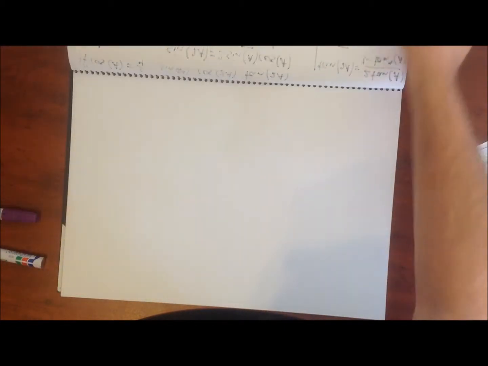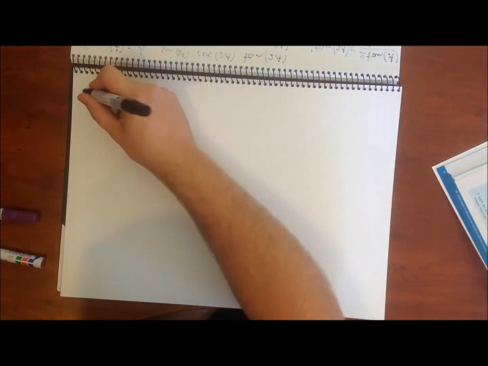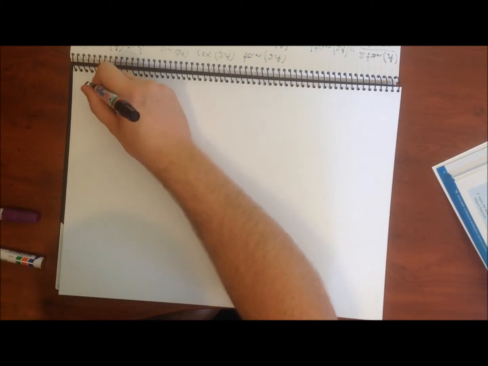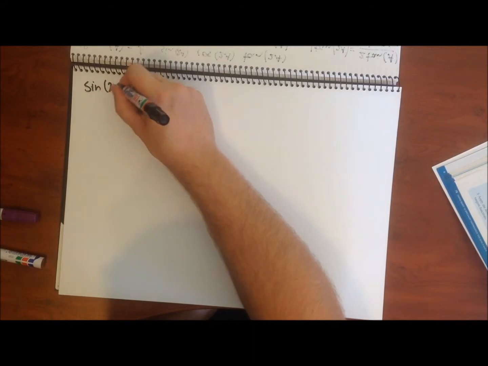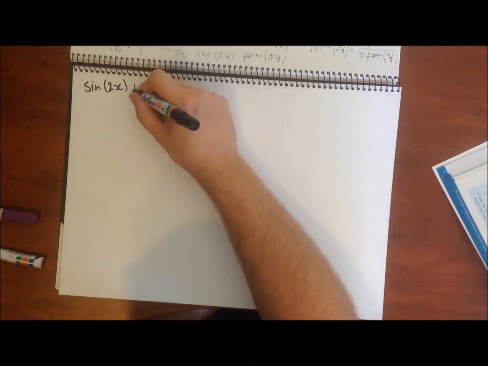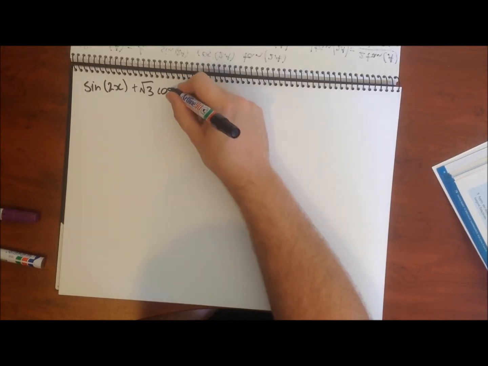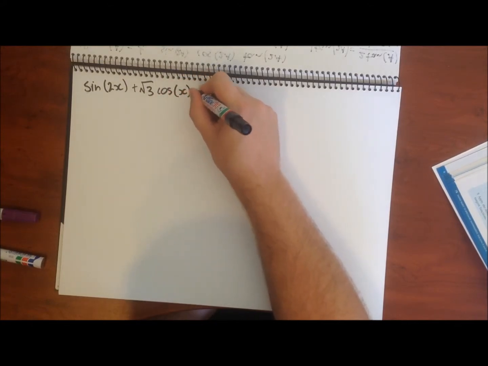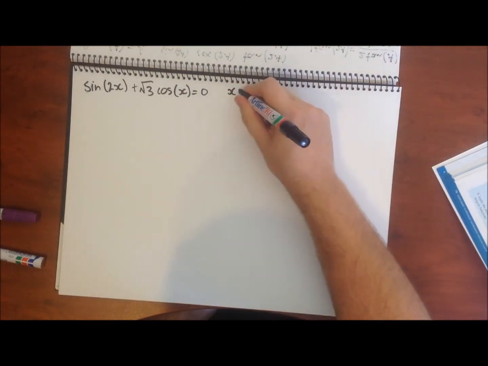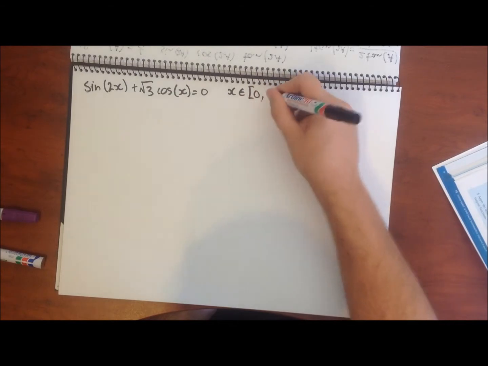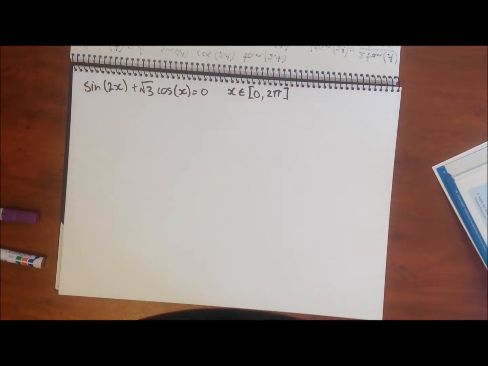Okay, so we'll go on to the next worked example, which is solve for x if sine of 2x plus root 3 cos of x equals 0. Okay, we've got to solve for x. We know that x is an element of 0 to 2 pi. So we're given a domain here, what our x values can be, so we're expecting multiple ones here.